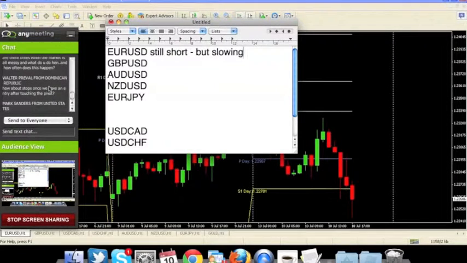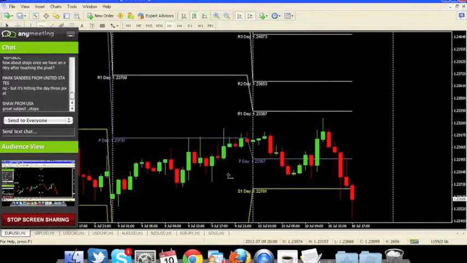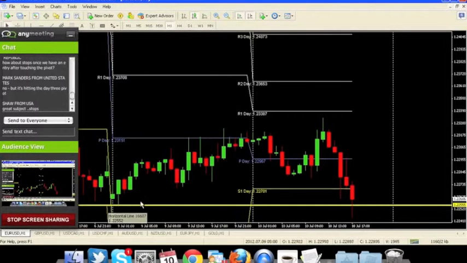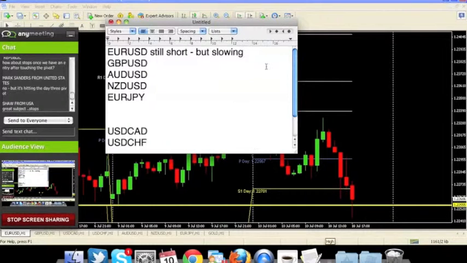Next question is from Mark Sanders: no, but it's hitting the day 3 pivot point. Okay, Mark, very good look. Nothing on day 1. Why did it bounce around here? That's nothing from yesterday, but on the 3rd day we have a line here, and it's bouncing off of this. So now we have some more information: it's still short, it's slowing down, and we have support.